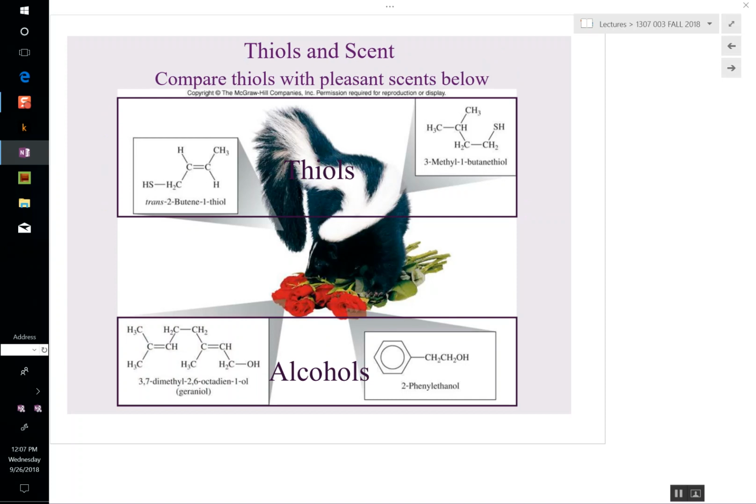Pepe Le Pew. It's an old cartoon. And he's heading off to see his girlfriend. He's got a dozen roses, and he thinks they smell good. He thinks the roses smell good. Unfortunately, nobody can get anywhere near them to smell the roses. But the roses have alcohols on them, but he's producing thiols, and they're extremely offensive.